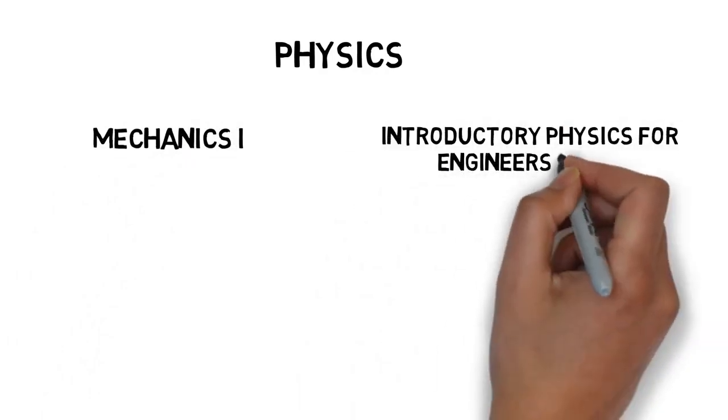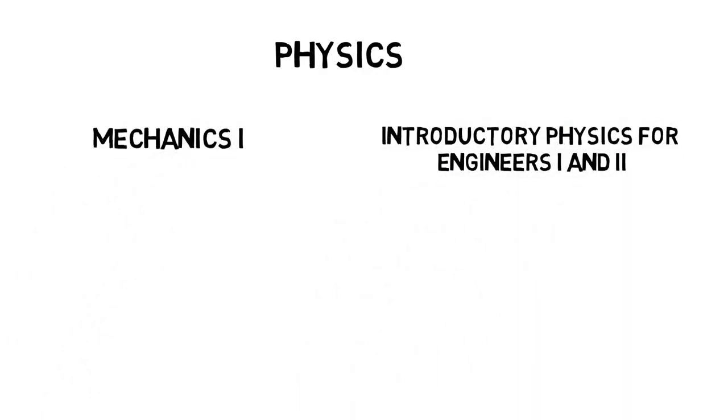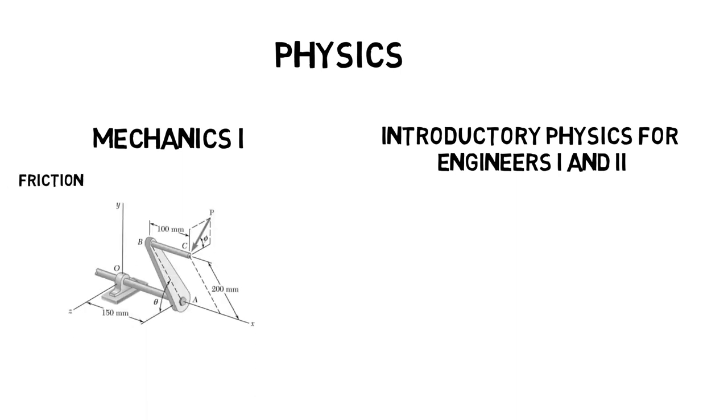For the physics courses, you'll be taking courses on Mechanics 1, Introductory Physics for Engineers 1, and Physics 2. For Mechanics 1, you'll be studying Newtonian physics such as friction, impulse, momentum, work, and energy. This is the course where you'll get really familiar with free body diagrams.